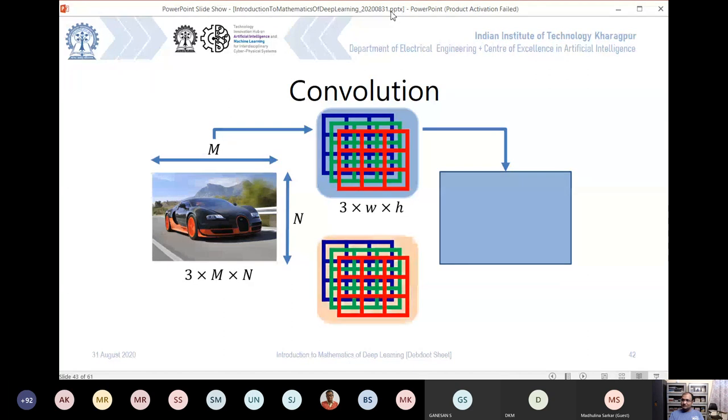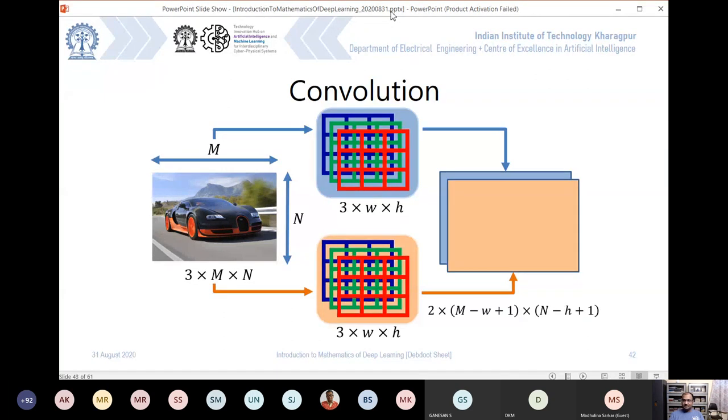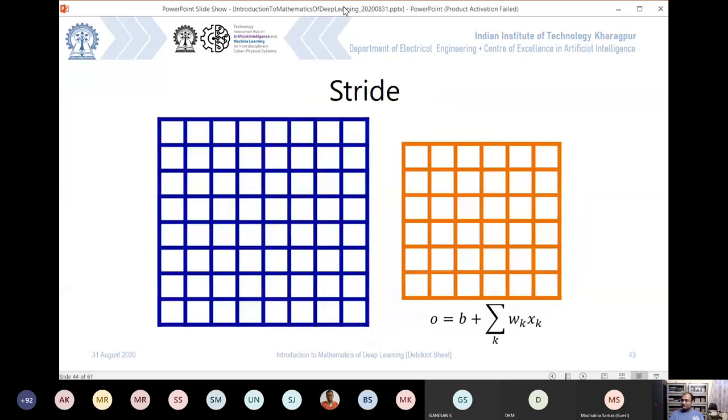Similarly, you take another convolution kernel, you convolve it, and you will get another matrix. So now in this output matrix, or output tensor, as we call it, you will have two channels, each channel corresponding to one single convolution kernel. And the x and y sizes, or the rows and columns, are guided by this. Now this is for a generic, plain, simple convolution.